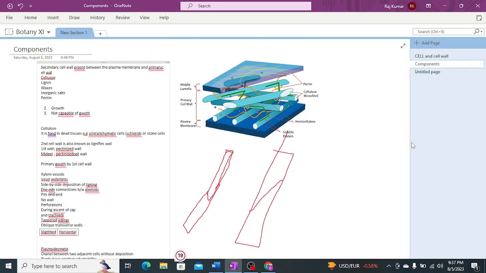Phragmoplast is a process during cytokinesis in which the formation of middle lamella occurs in order to divide the single parent cell into two independent adjacent daughter cells, which would be formed by formation of middle lamella due to deposition of calcium, magnesium salts, and pectin.